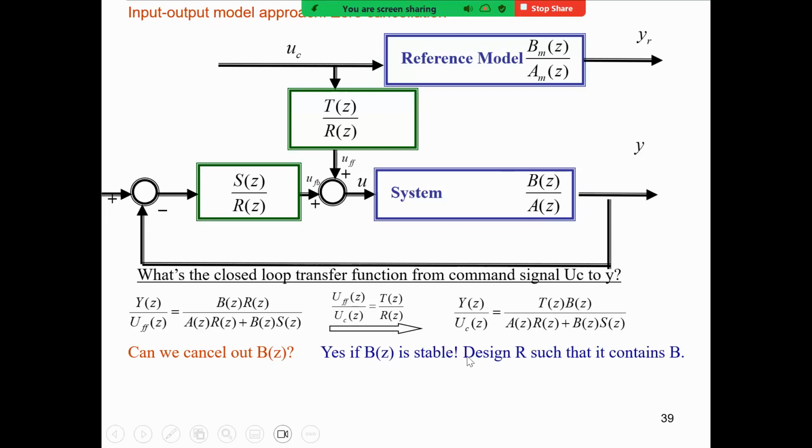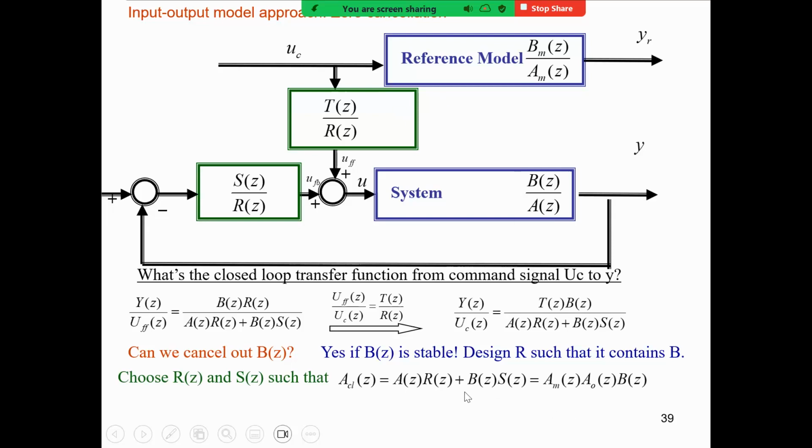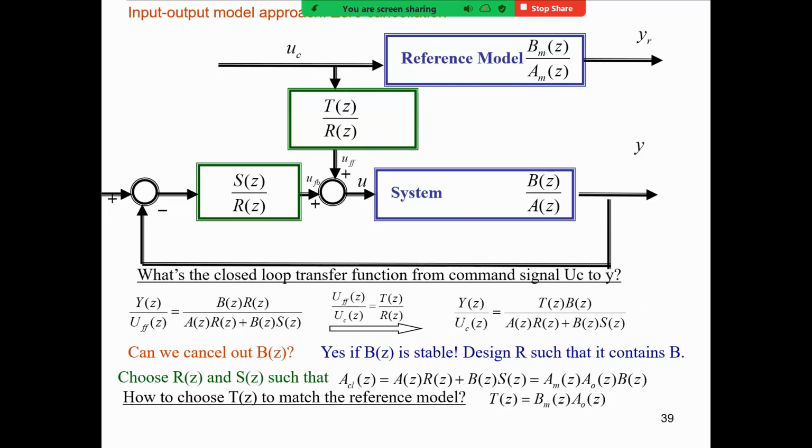But of course, there is a condition. If B is stable, you can cancel it out. How do we cancel it out? Just put this B as a part of R. You do that, and then you will follow the reference model, because your closed loop will contain B, and the B will be cancelled out. So finally, AR plus BS is Am times Ao times B, and B will be cancelled out. Then you put this Bm as a part of your T, and you can also design your Ao as a part of your T, so it will be cancelled out. That will complete the design for the feed forward part, and you can follow the reference model completely. You require that stable inverse condition.